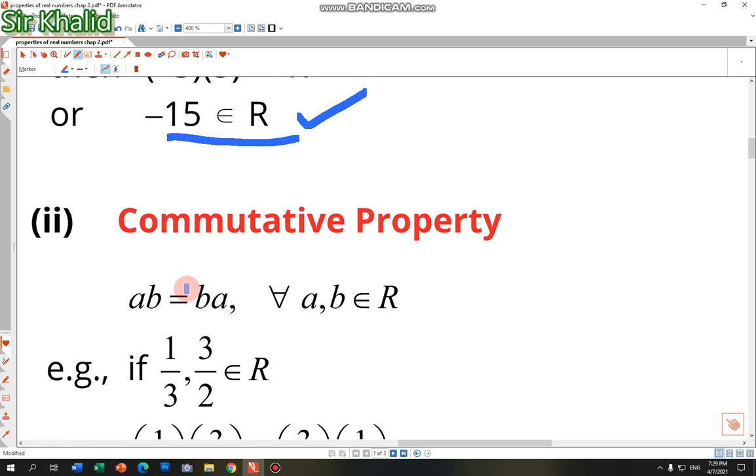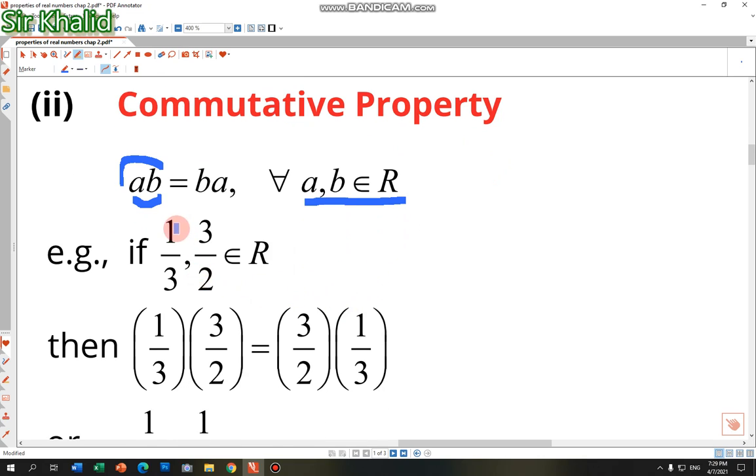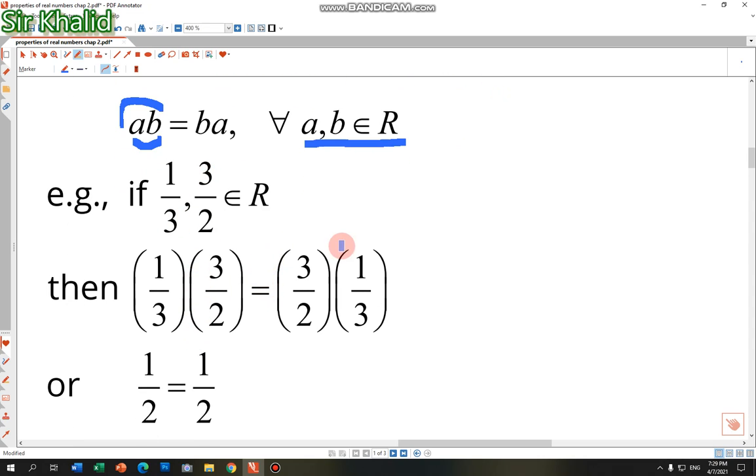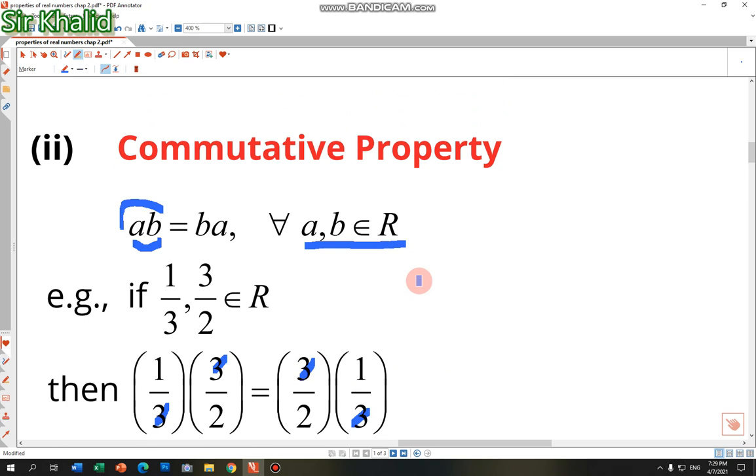Commutative property: ab is equal to ba. If I change the order, with b first and then a, the result will be the same for all a, b belonging to the real numbers. For example, if I multiply 1 over 3 by 3 over 2, and on the right side 3 over 2 comes first and is multiplied by 1 over 3, the 3s cancel and we get 1 over 2 on both sides. So this commutative property also holds for multiplication.